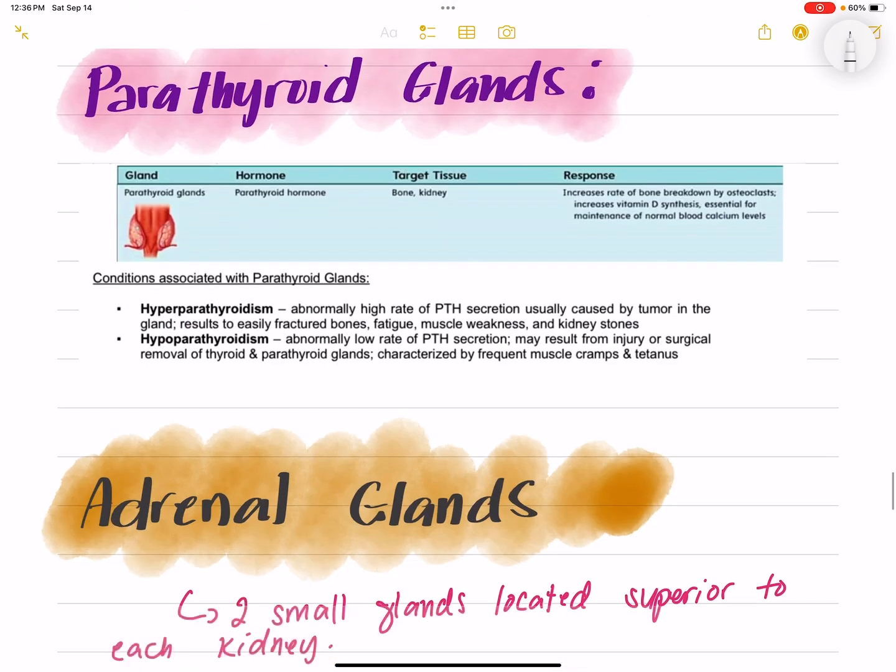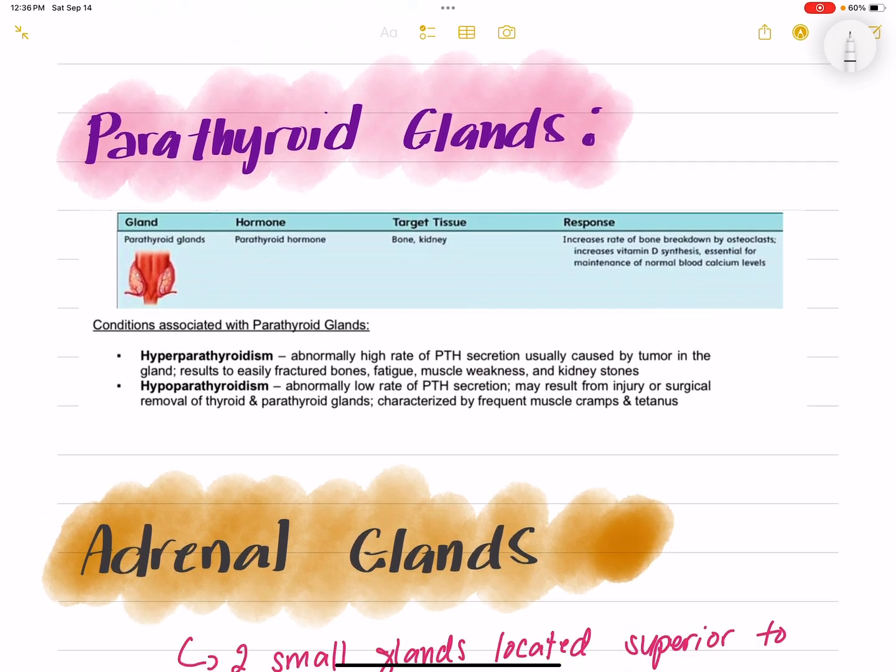Okay? So, next we have the parathyroid glands. The parathyroid glands are four tiny glands embedded in the posterior wall of the thyroid gland. They release parathyroid hormone, or PTH, which is considered the most important in calcium regulation. For example, with increased blood calcium or decreased blood calcium, the glands produce PTH. Please review that. The hormone is parathyroid hormone. Target tissues are bone and kidney. The response is an increased rate of bone breakdown by osteoclasts and increased vitamin D synthesis, essential for maintenance of normal blood calcium levels.